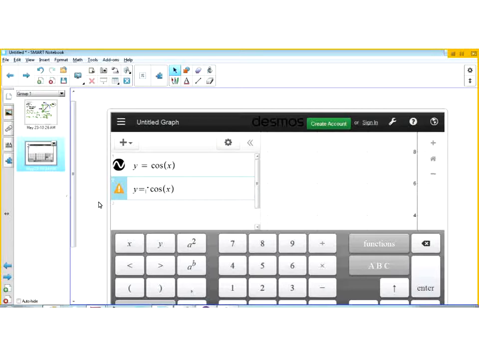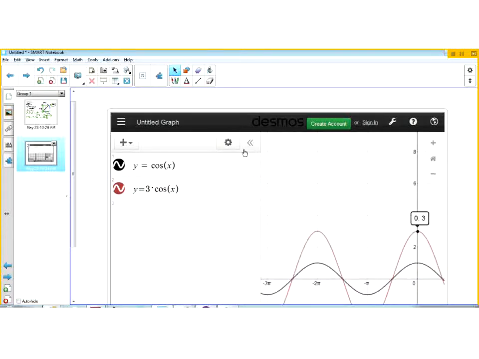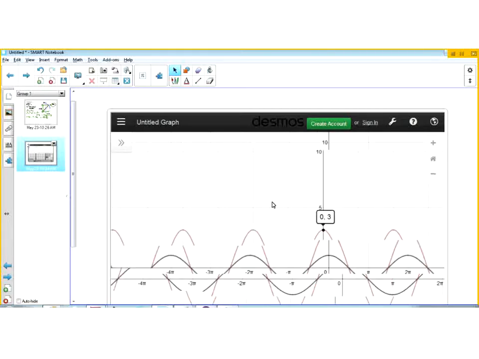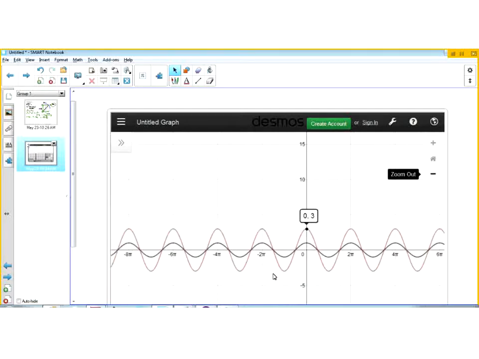Okay, so 3, that would stretch all of the outputs by 3. So you can contrast now the red curve with the original black curve, and you can see how the function is stretched vertically. Another terminology that we'll talk about shortly is this distance from the x-axis to the local max right here. That's called the amplitude.